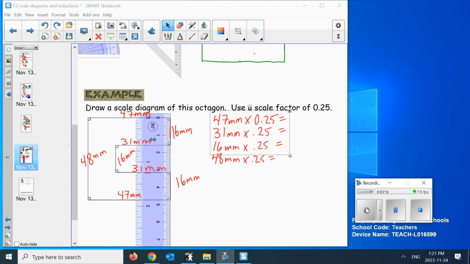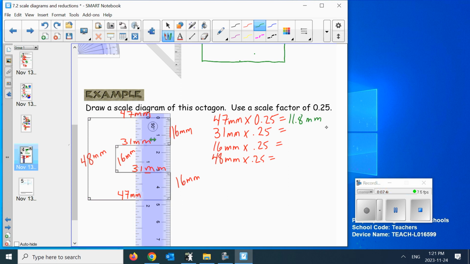Okay, I'm going to call it 11.8 because that's about as accurate as I can get with that. 11.8 millimeters. Okay, just wait, I'll check with other people. This middle zone here, so 31 times a quarter, I'll use 7.8, because I cannot go that accurate with millimeters.